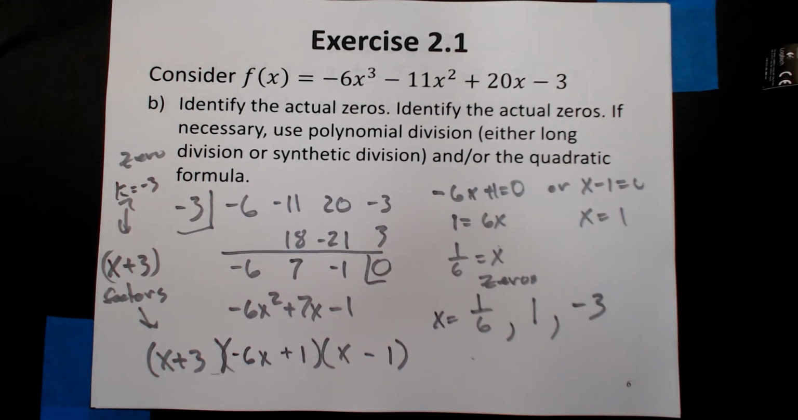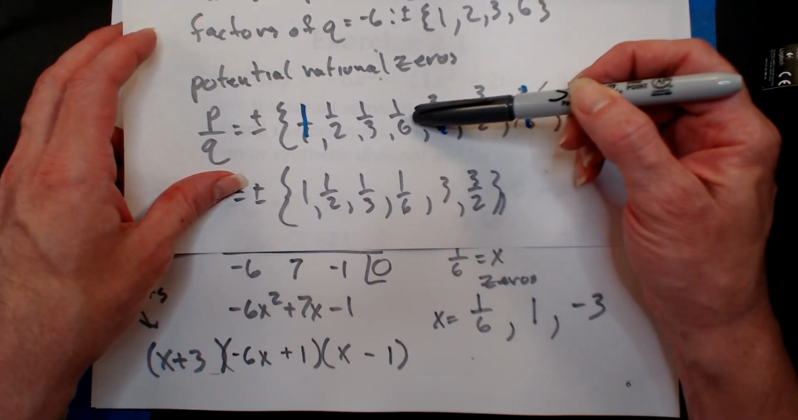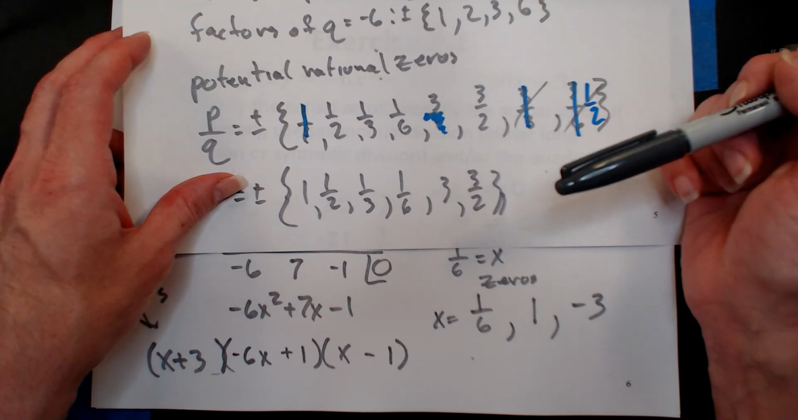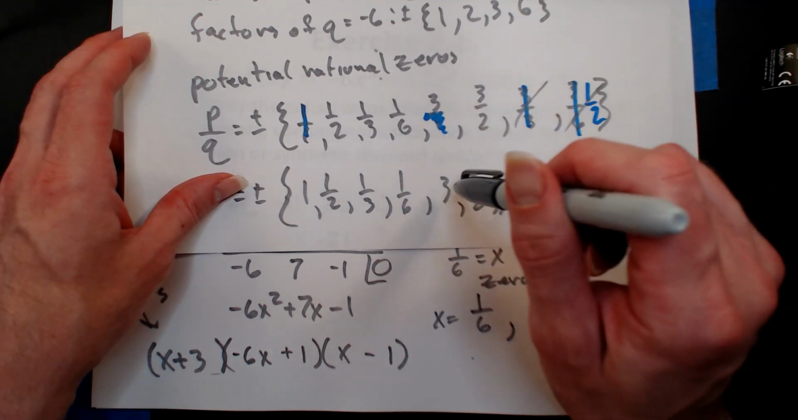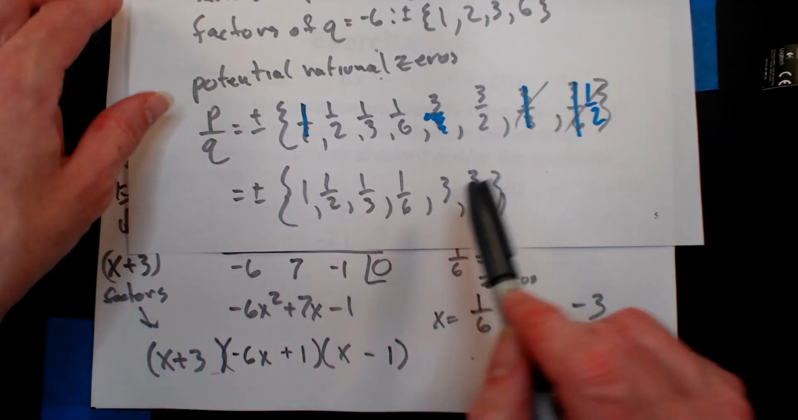You can miss some others. But if we look back at this list, we notice we had 1/6 in our list. It's a rational number. We also had positive 1 in our list. We also had negative 3, which is what we guessed here. So all our rational zeros were in our list of possible zeros.